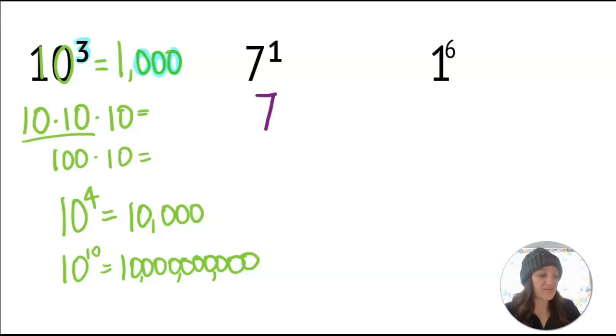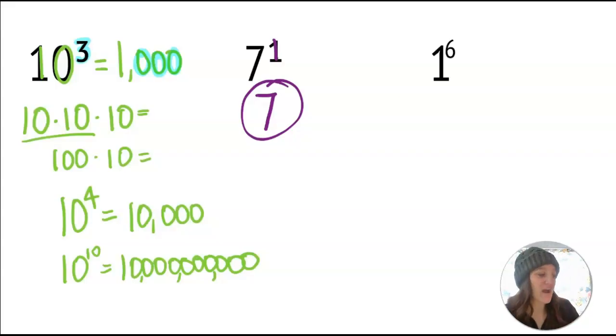Well, that would just be 7 one time. So 7 is 7. Okay. What about 1 to the 6th power? I don't know how many times I have students think that this is 6, not 1, right?